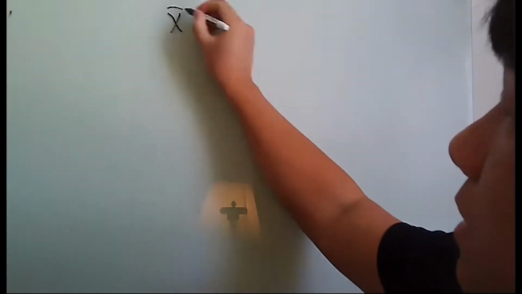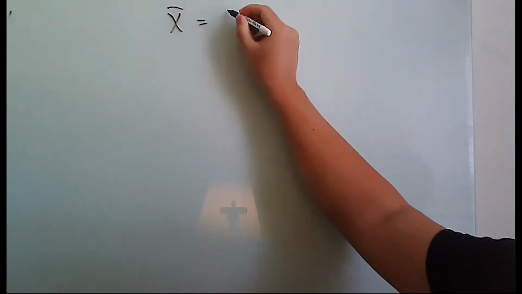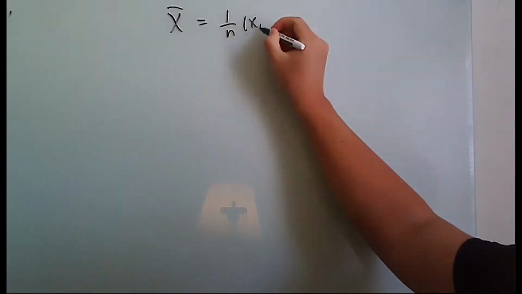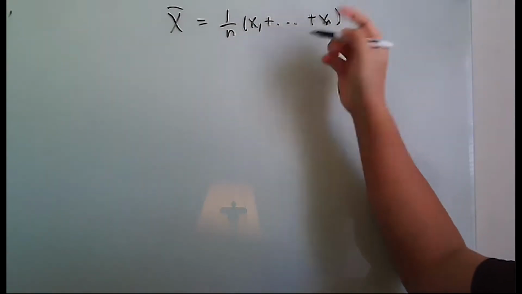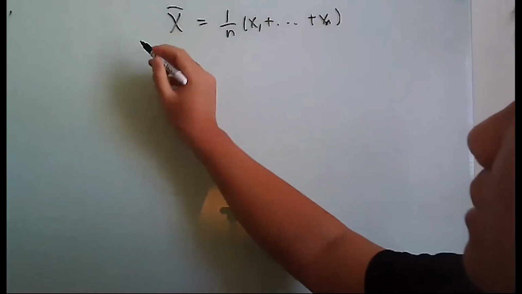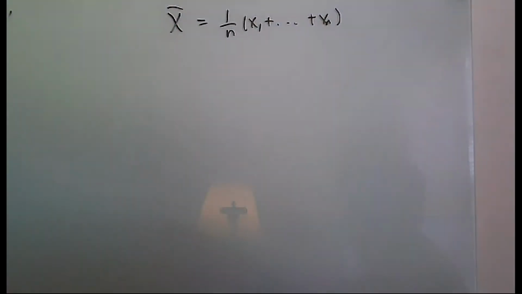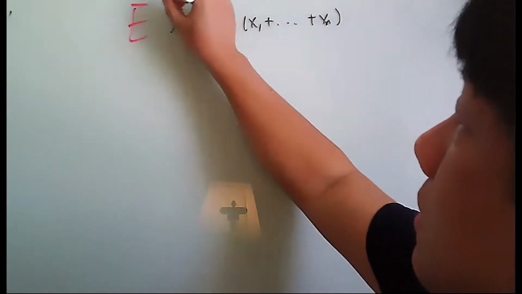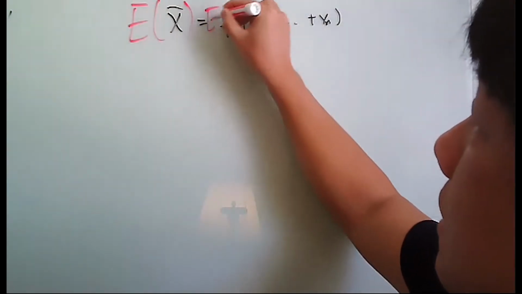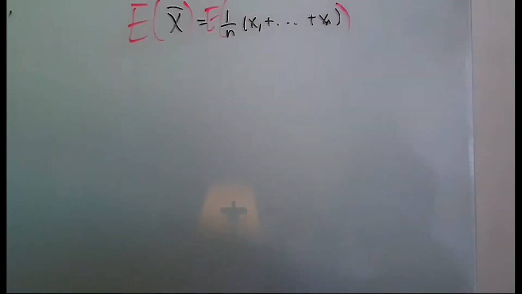So, this is kind of important. What was the x bar? So x bar was what? 1/n (x1 + ... + xn), right? And if we take the expected value of this, so I will just mark it as expected value. So that is the expected value of this, right?